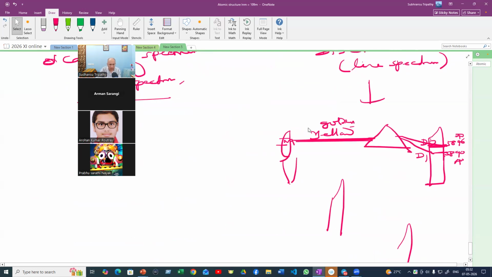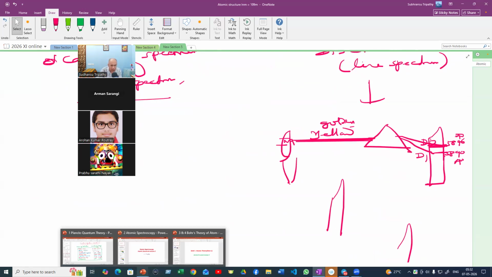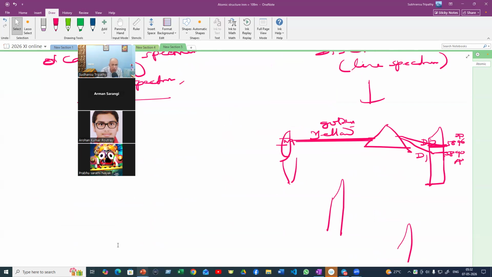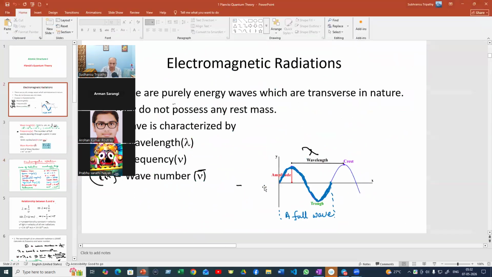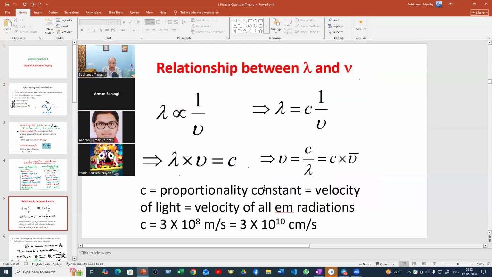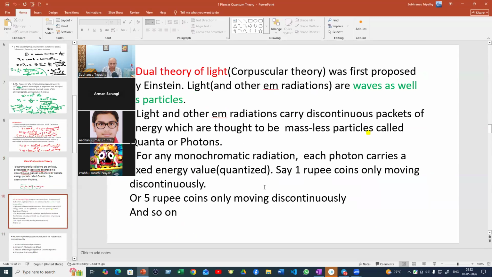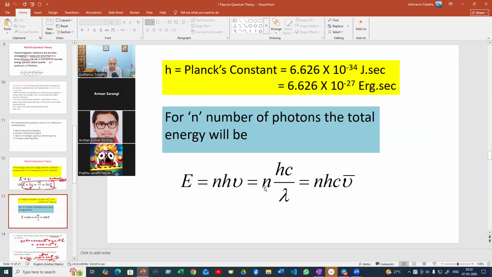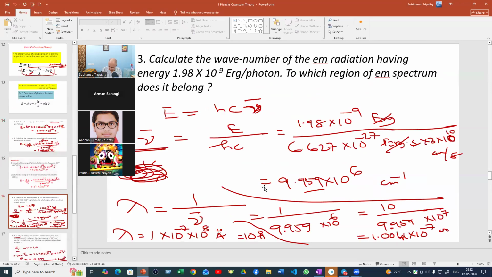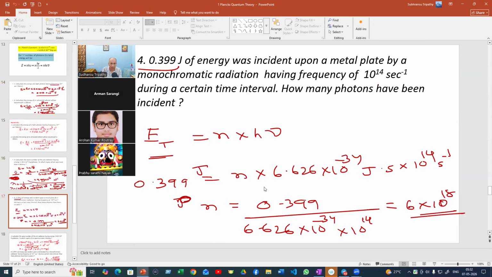Now, with this much, I think I should put an end to this lecture. We have done this lecture, and you will be doing some questions. I have put up Planck's quantum theory. We have already done some questions, answers I have already done.